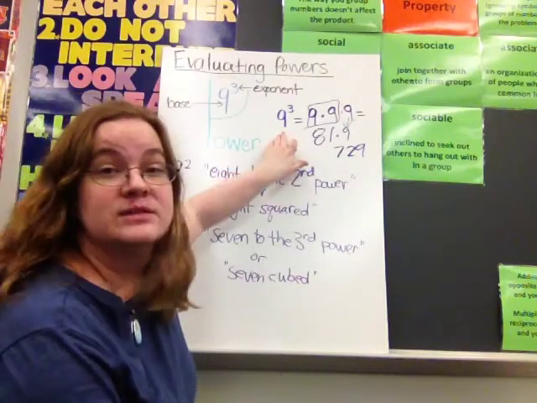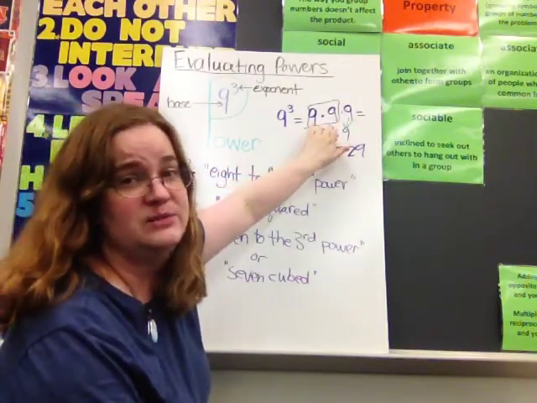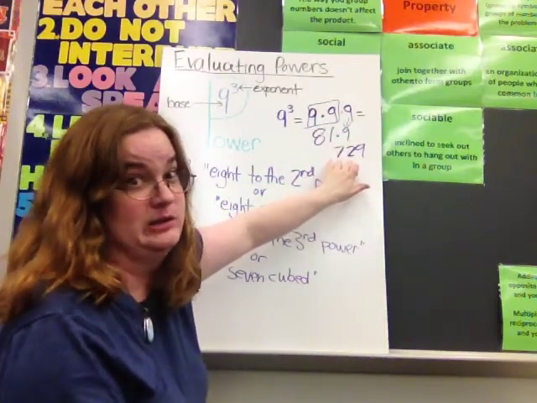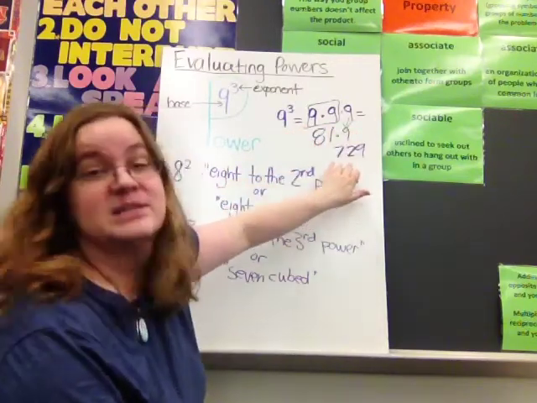Now, this is what we call exponential form. This is what we call expanded form. And this is what we call standard form. And standard form is a big fancy way of just saying a normal number. So again, exponential form, expanded form, standard form.